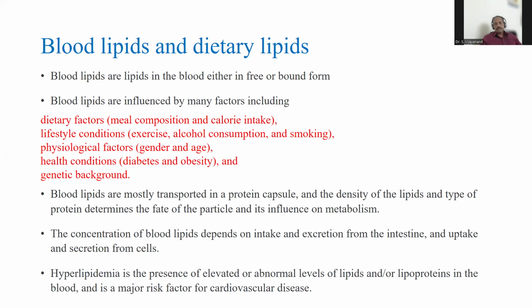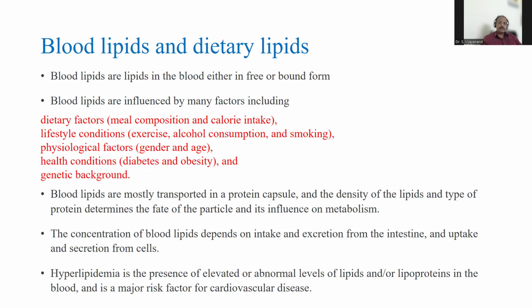Good morning, students. Today's topic is blood lipids and dietary lipids. In this lecture, we are going to talk about the different types of lipids present in the blood, whether they are present in the free form or bound form, the different factors which affect the blood lipids, how these lipids are transported in our body, and even the dietary lipids as well.